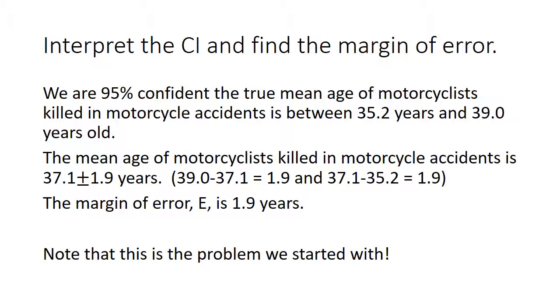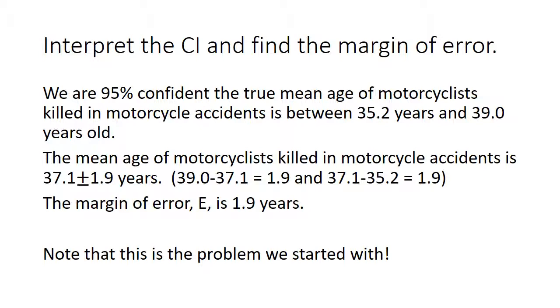And what does that mean? We found a 95% confidence interval, so we are 95% confident the true mean age of motorcyclists killed in motorcycle accidents is between 35.2 years and 39.0 years old. We rounded here. It worked out nicely to round because it still puts our mean right smack dab in the middle of our confidence interval. We don't round if it shifts things around too much.